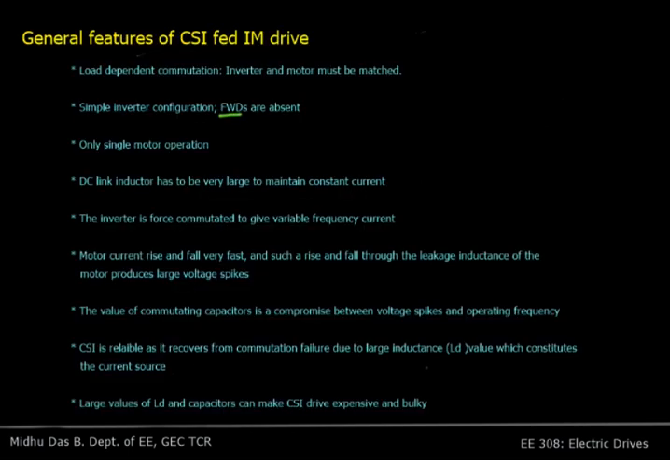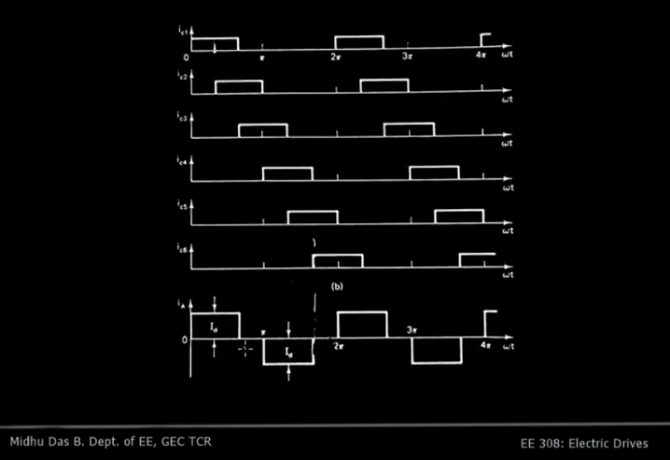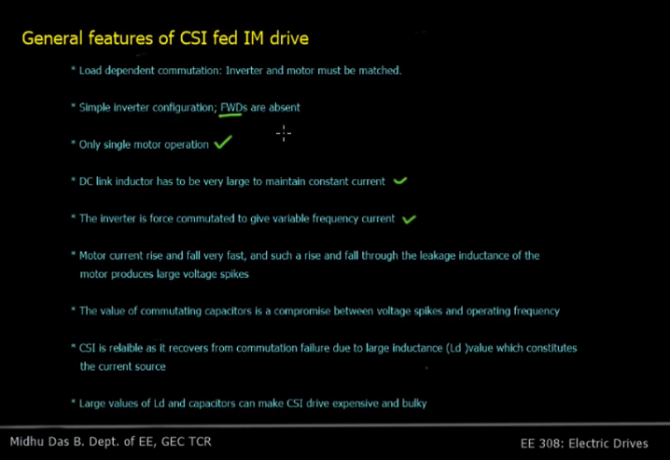Then you can see only single motor operation is possible using CSI, whereas multi-motor operation we can have using VSI. The DC link inductor has to be very large to maintain constant current. The inverter is force commutated to give variable frequency current. That is, current at variable frequency is obtained by force commutation of the devices of the inverter. Then motor current will rise and fall very fast.